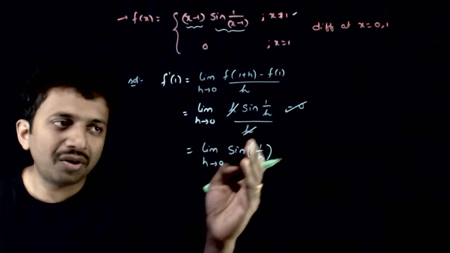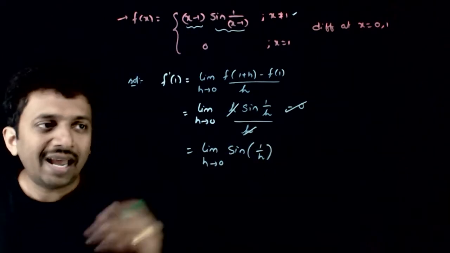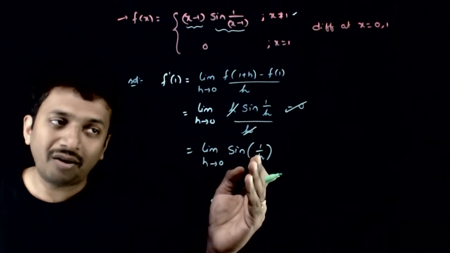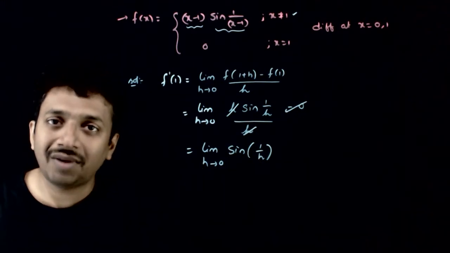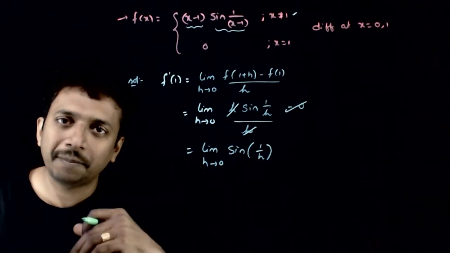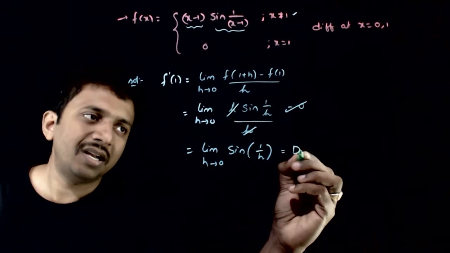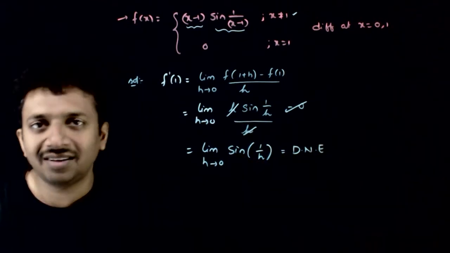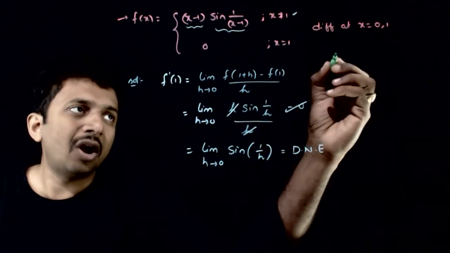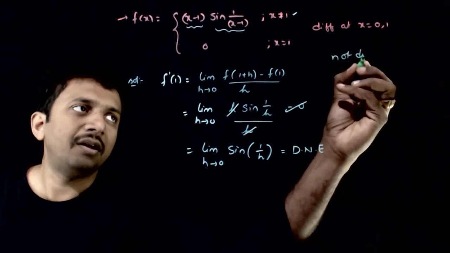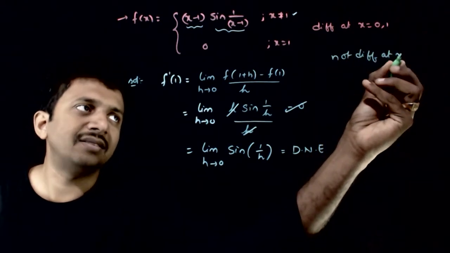So as h tends to 0, 1 by h tends to infinity, and sine of infinity does not tend to any value. It oscillates between minus 1 and plus 1. So this limit does not exist. Hence, it is not differentiable at x is equal to 1.